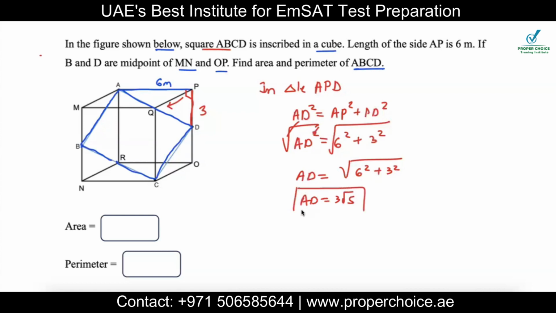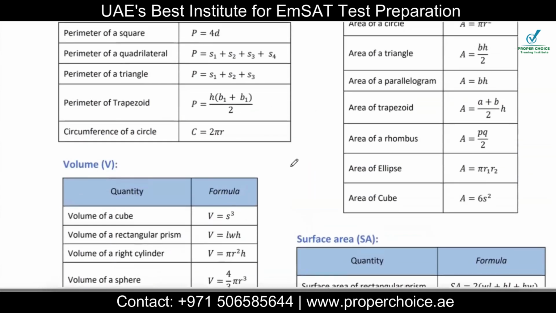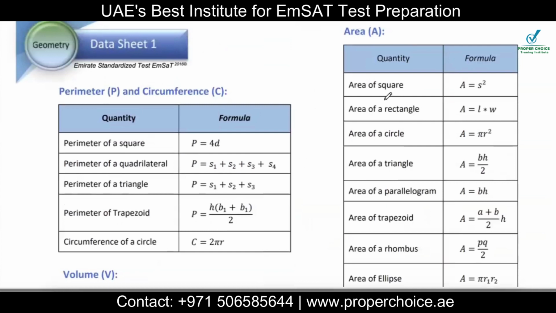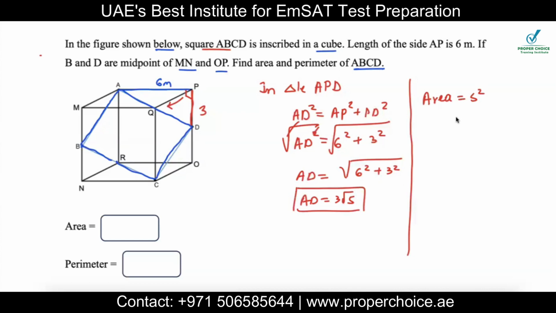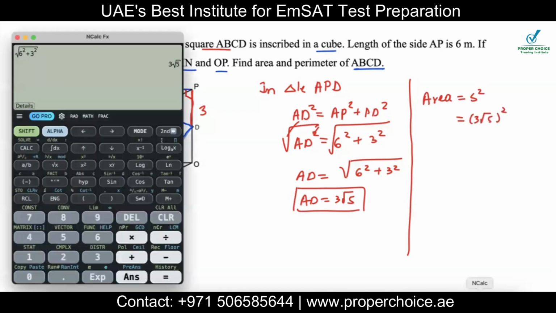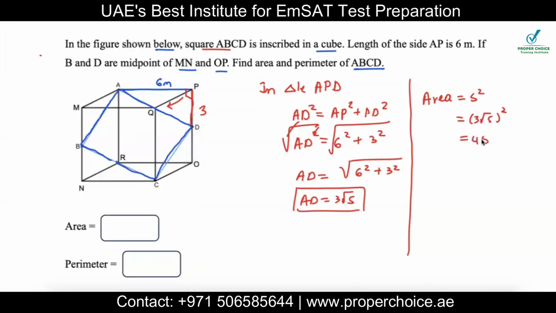That's it. Once you know one of the lengths, then what is the area of a square? Area of a square is gonna be side square. You can see it here. When I'm using the word area of a square, side square, here we got a side as 3 root 5. So in that case, 3 root 5 whole square, just square whatever answer we got. I'm getting the area here as 45.